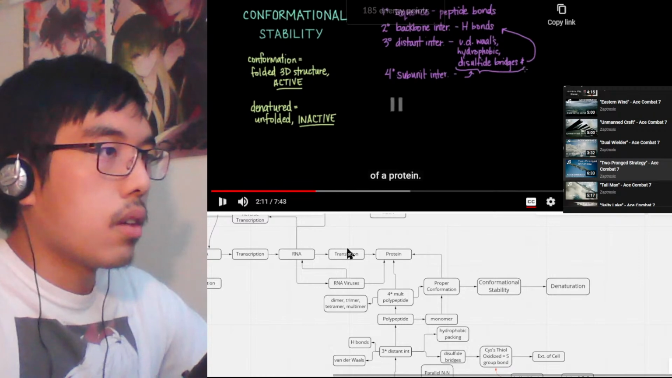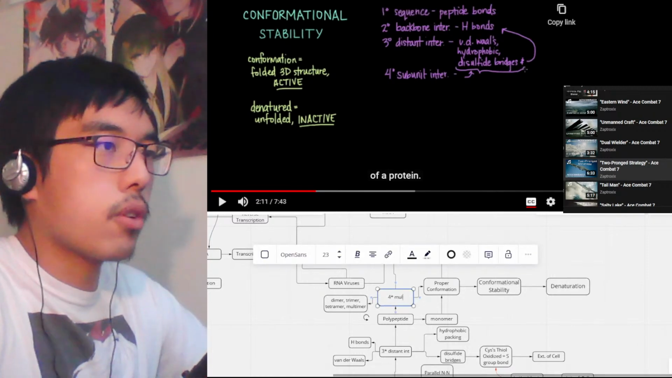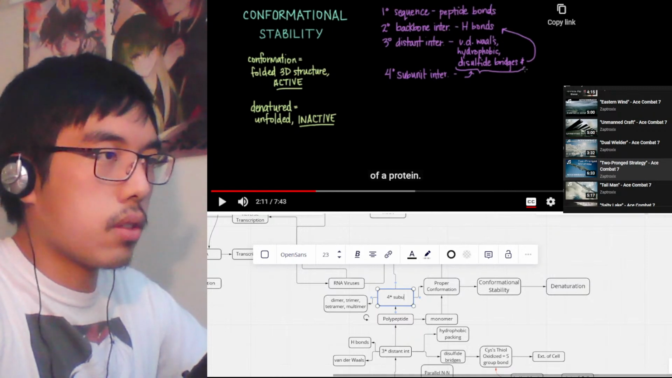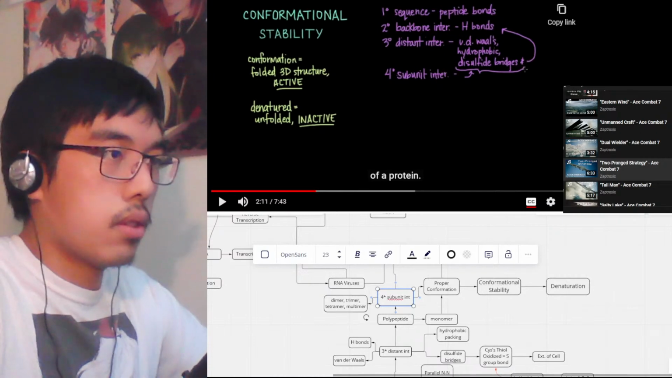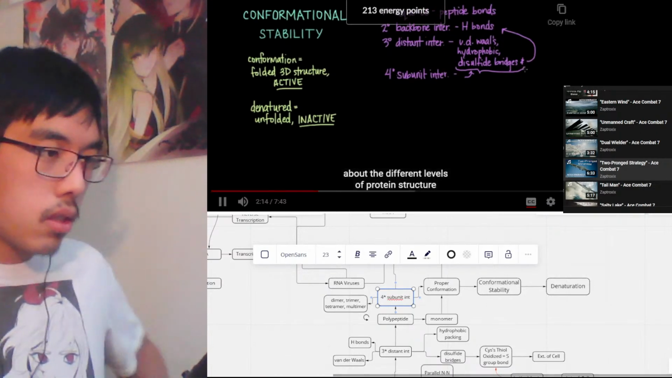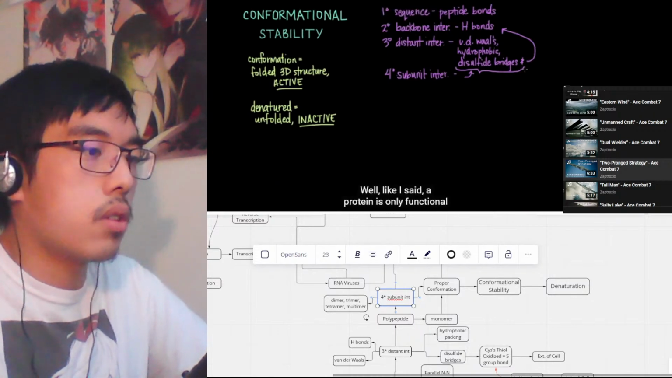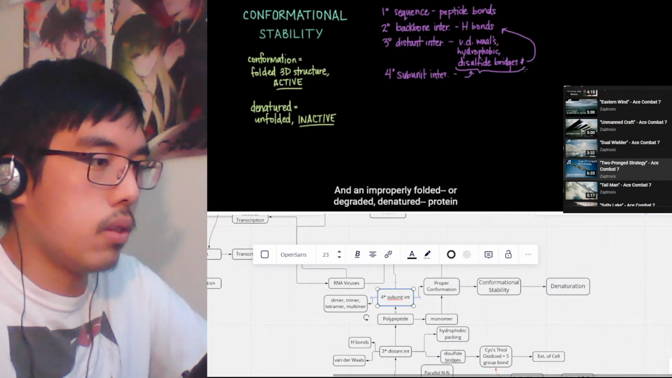So all of these levels of protein structure help to stabilize the folded up active conformation of a protein. Okay, I'm going to revise our quaternary structure bubble and call it subunit interactions because that makes more sense to me. Well, it's easier to remember and helps with the clarity. Okay.